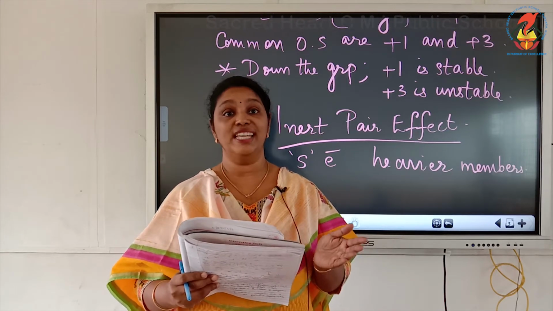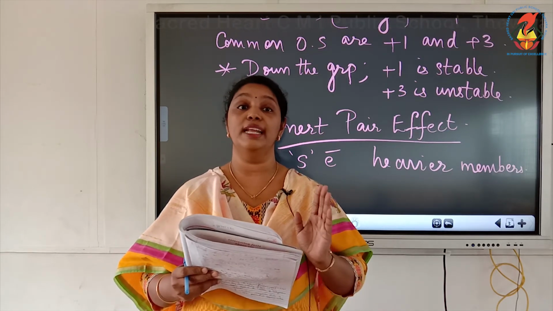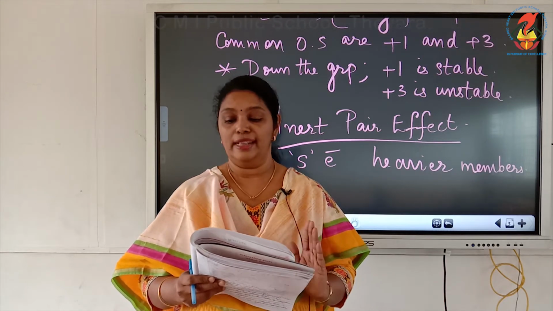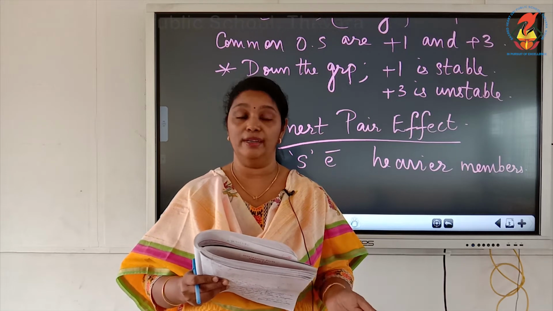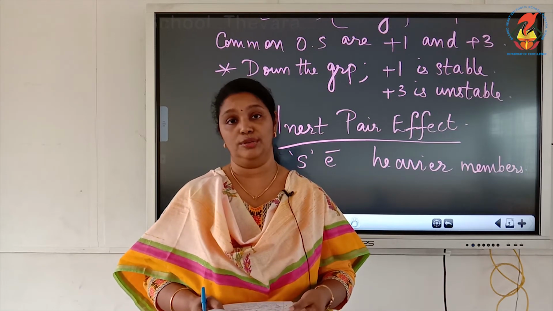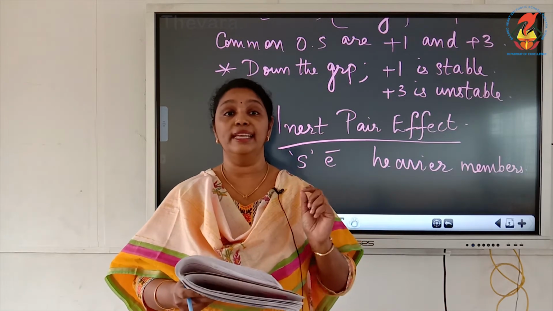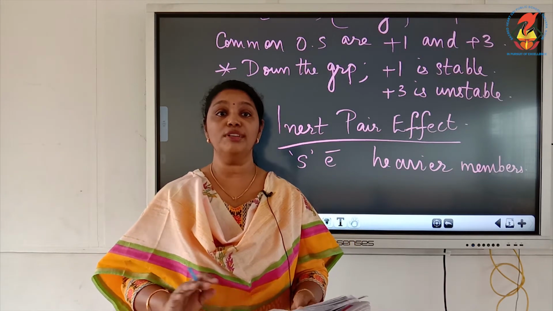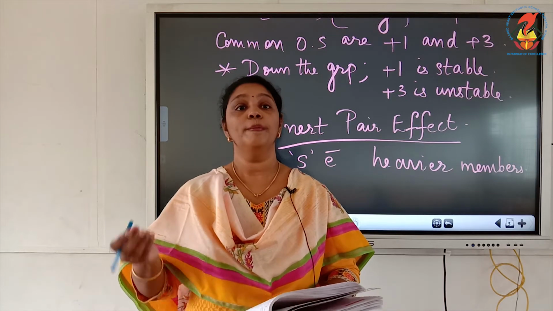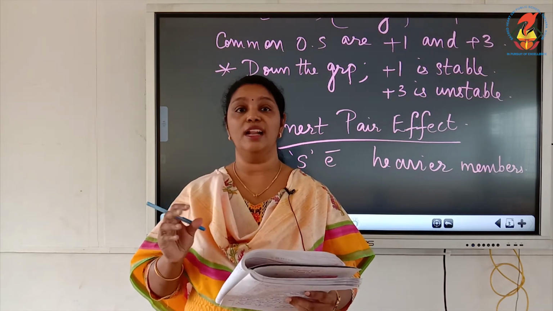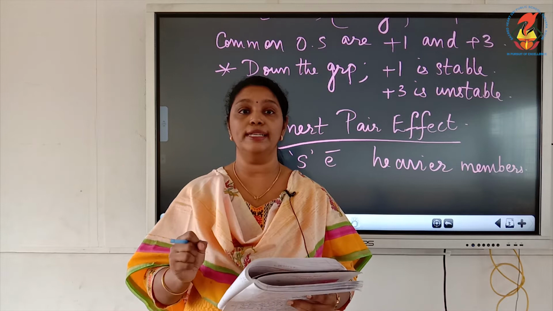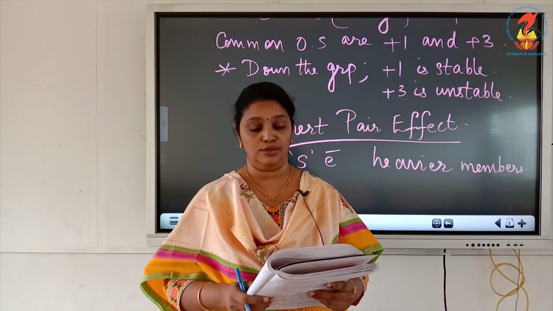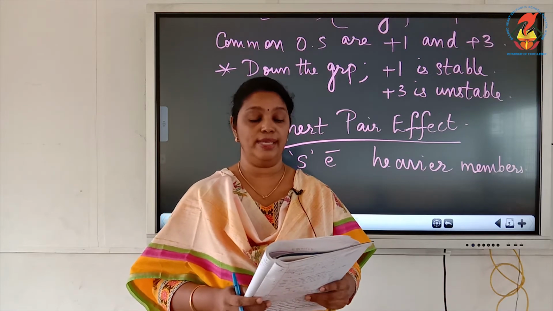So, we know that when Z effective increases, electrons in s orbital are more tightly held by the nucleus and they remain as inert pair or non-bonding electron. So, this is the reason for the inert pair effect. Due to poor shielding of d and f electron, Z effective increases. So, the electron in s orbital are more tightly held by the nucleus and they remain as inert electron or non-bonding electron. Now, next we have a question.